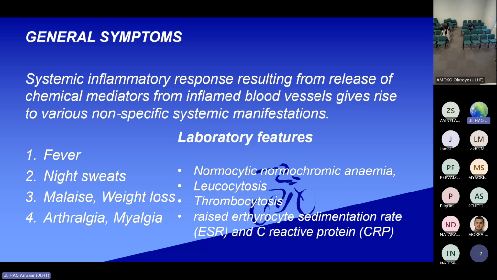Laboratory features that are common: the patient can have normocytic anemia, which we call anemia of chronic disease. Leukocytosis and thrombocytosis are the two things that normally are present in people with features of vasculitis. If the patient has leukopenia or thrombocytopenia, then a different diagnosis should be considered. These are due to the inflammatory reactions, with raised ESR and CRP. So these are the general symptoms and general laboratory findings that we see when we run initial investigations and try to find out whether it is really vasculitis or something different going on with the patient.